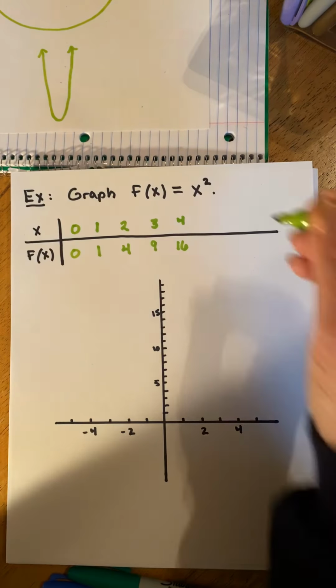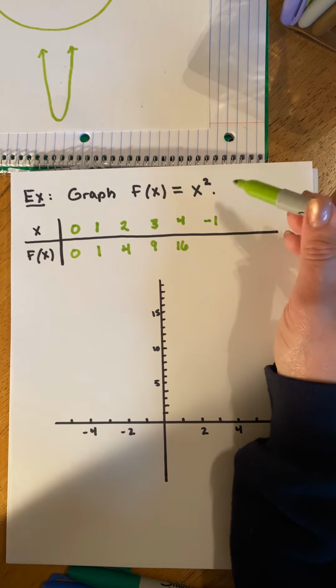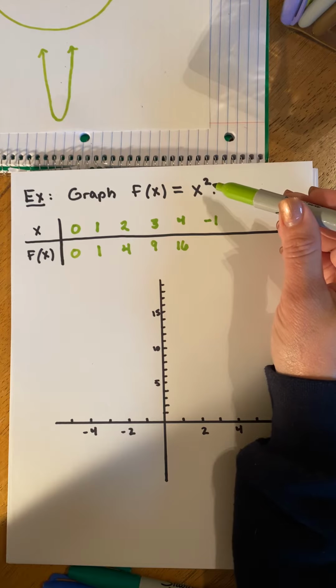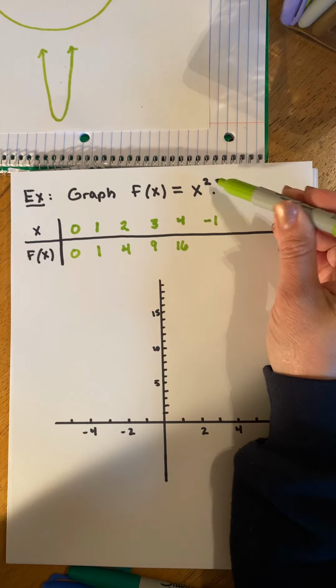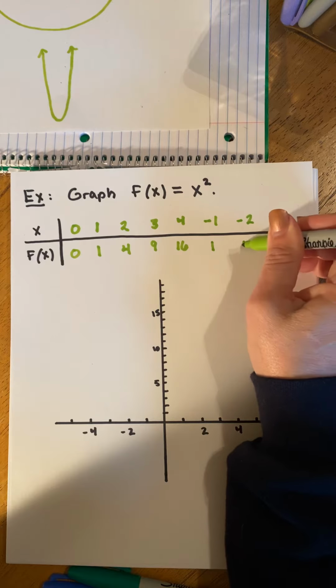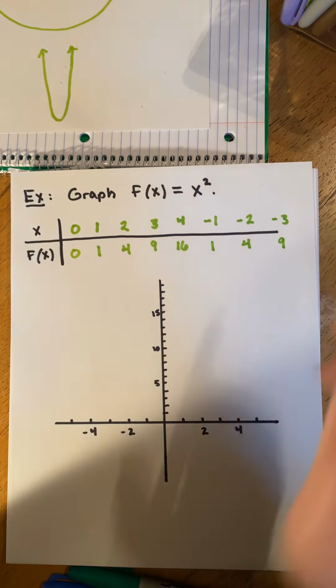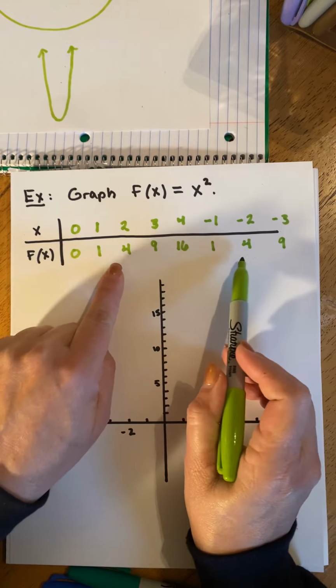So I'm going to move to the left on the x-axis. If x is -1, now be careful, keep in mind when you square a negative number, the result is always positive. -1 times -1 is +1. -2 times -2 is +4. -3 times -3 is 9. And I can see that I have this mirror thing going on here.